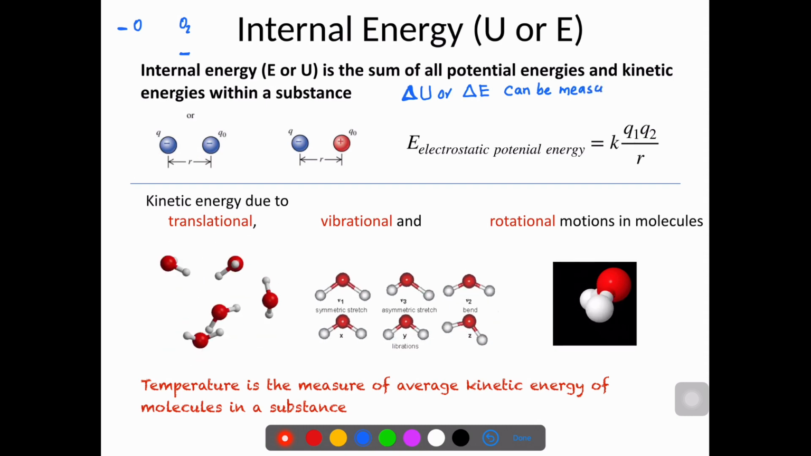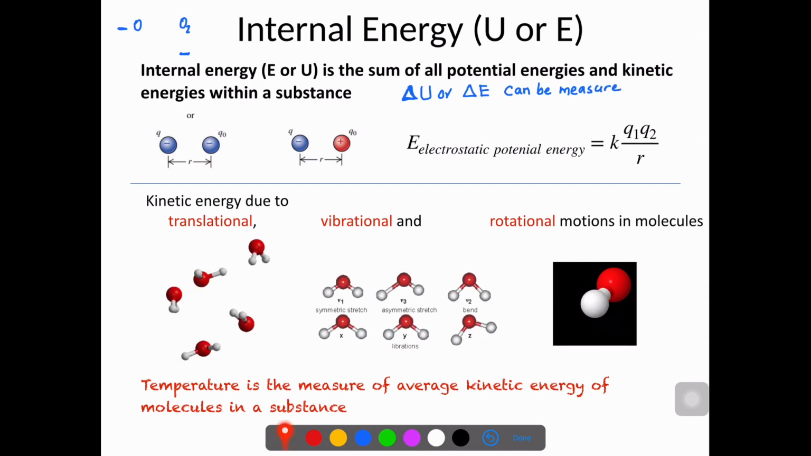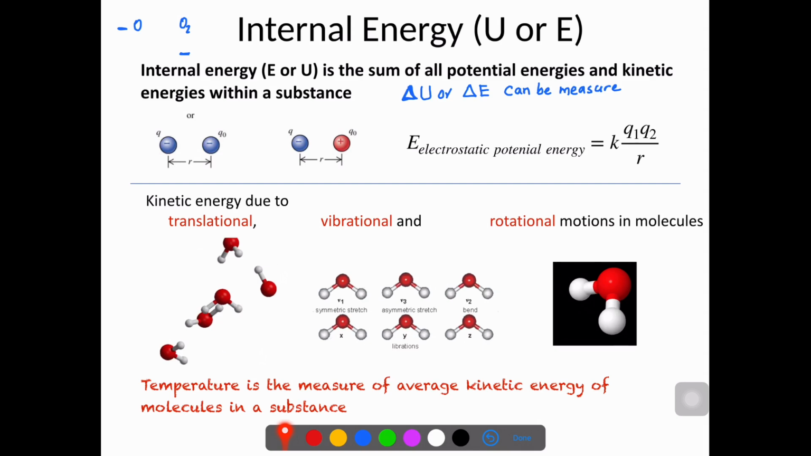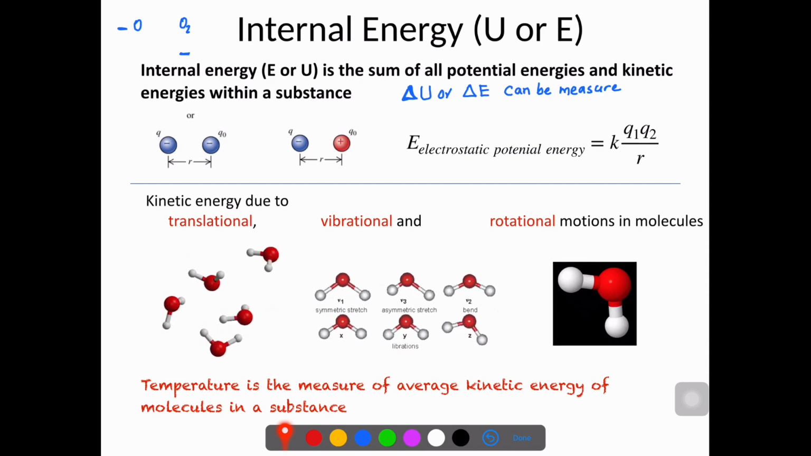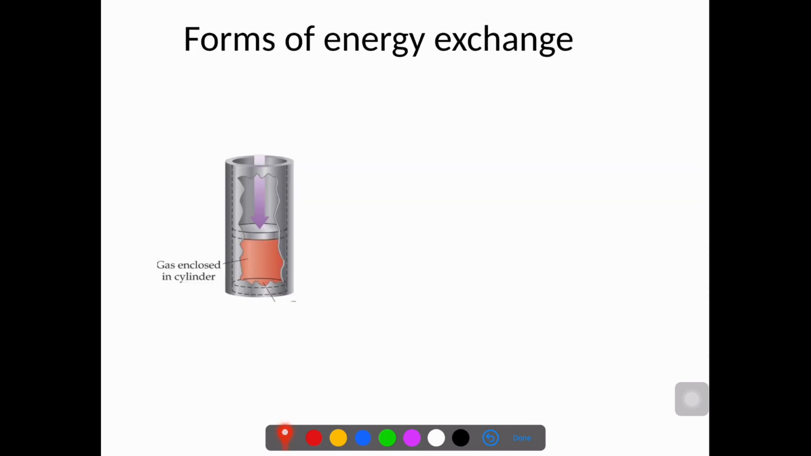When a substance goes from one value of internal energy to another value of internal energy, its change can be measured. And we are going to see how to measure this change. So here you have a gas enclosed in a cylinder. It could be methane gas or oxygen or any gas. Now, how does this gas lose its internal energy or gain its internal energy?